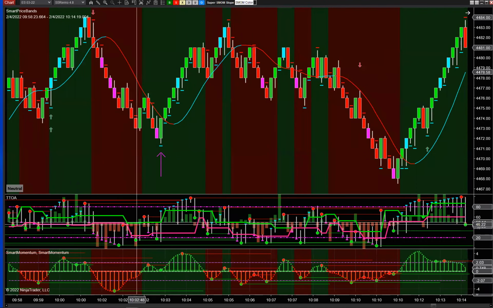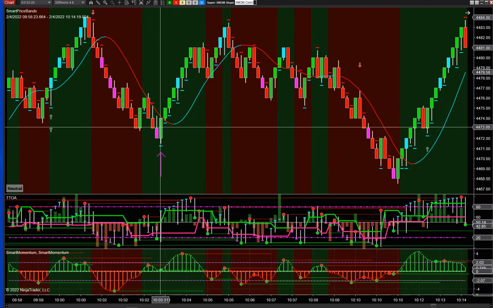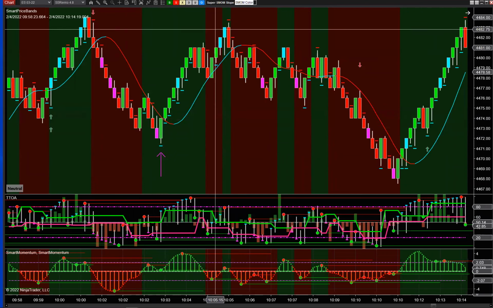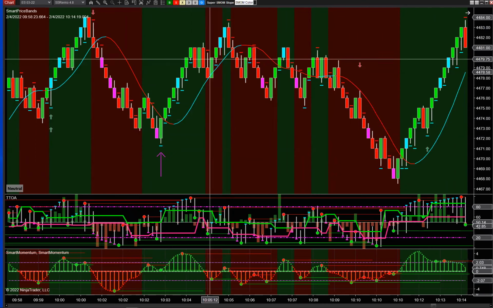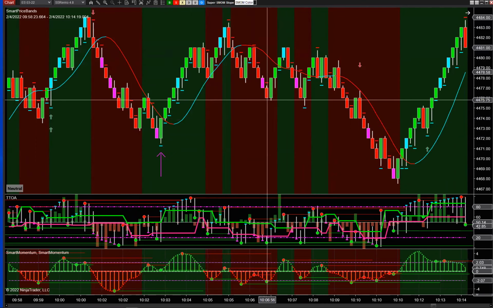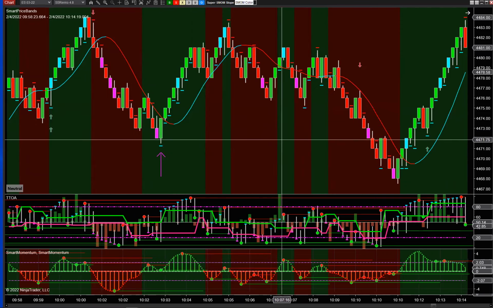SDZ is minusculely below. We get a needle bar that fires north of pink, north of green, north of our midpoint, and away we go. Over here, we don't have smart dynamic zone position, but we have a needle bar that fires through green, fires through pink, fires through the midpoint line. That would have been an entry right there to go down.